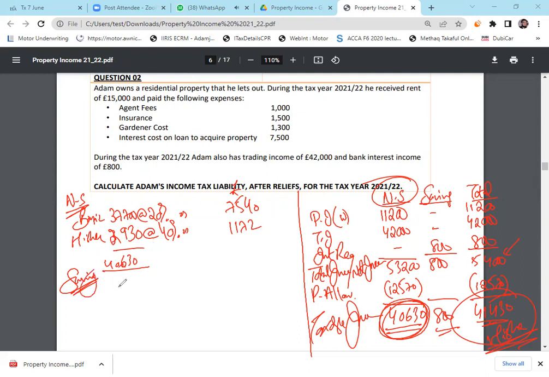Savings income. Our taxable non-savings income is higher than 5,000 pounds, which means there will be no starting rate band. But in the savings, we have a nil rate band, right or wrong? Yes. This person is a higher rate taxpayer, so the limit is 500 at 0%. Remaining? 300.